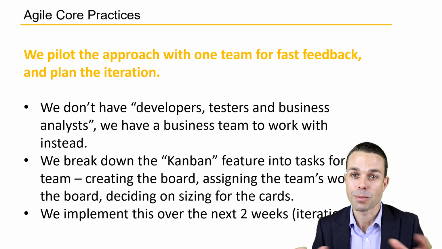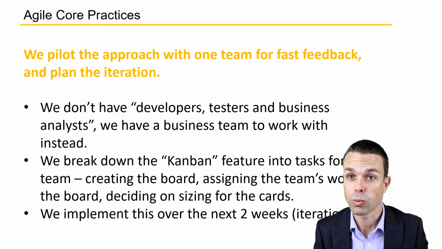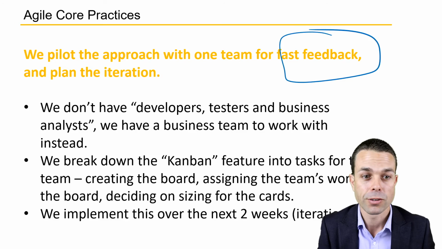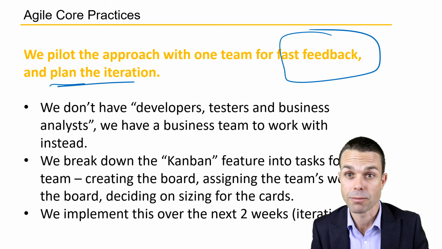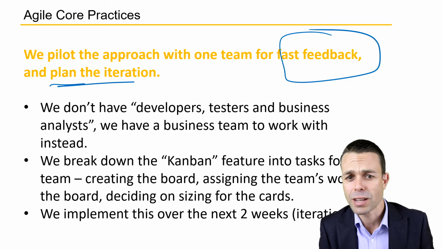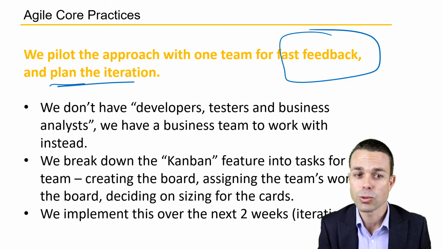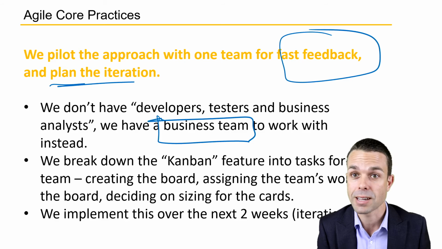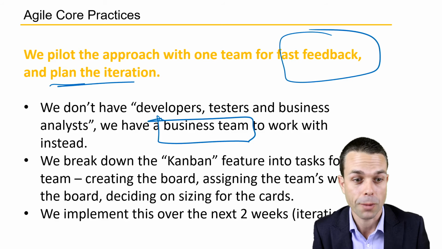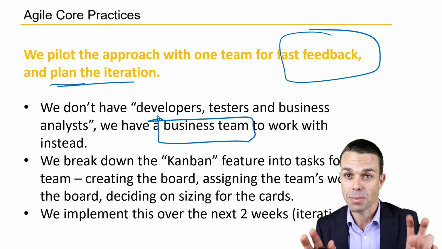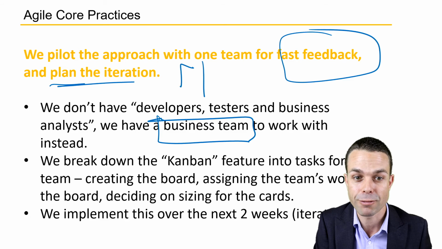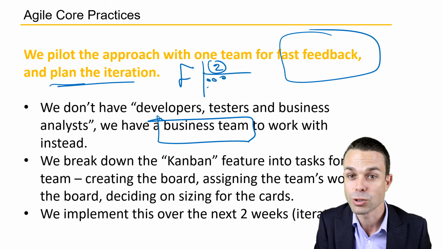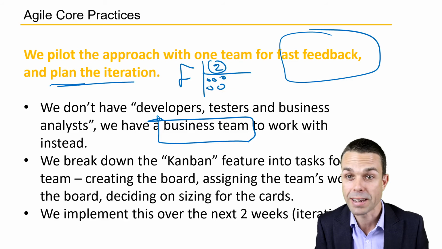Now, we pilot the approach, just to make it nice and easy again, with one team for fast feedback. So we plan the iteration for having them move towards Kanban for the first 2 weeks. We don't have developers or testers or business analysts, but we do have this business team that the executive wants us to help them become more agile. And so we break down the Kanban feature with our rolling wave planning, of course. So we've got our feature just before our 2-week iteration. We break it down into smaller tasks. This might be creating the Kanban board.